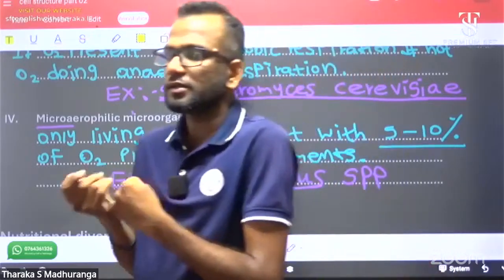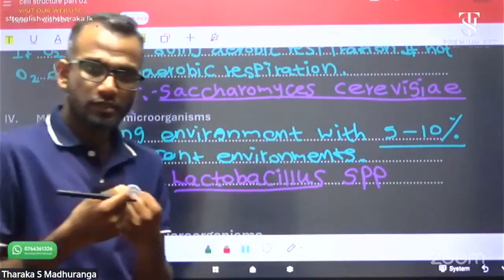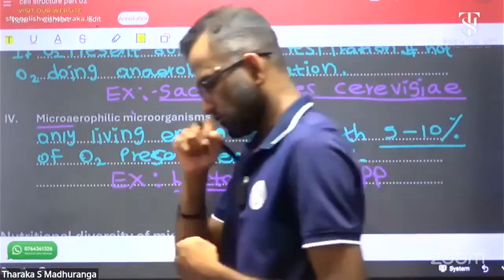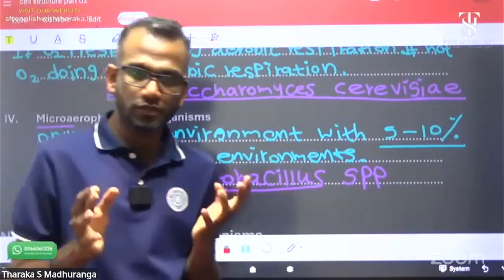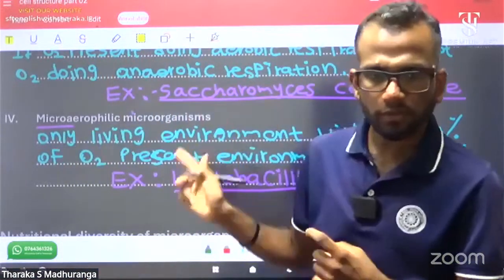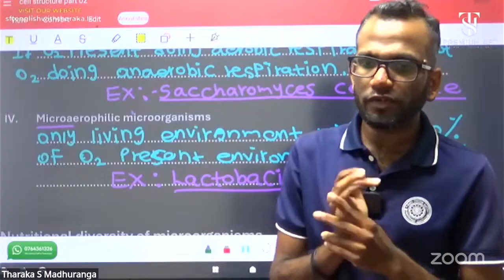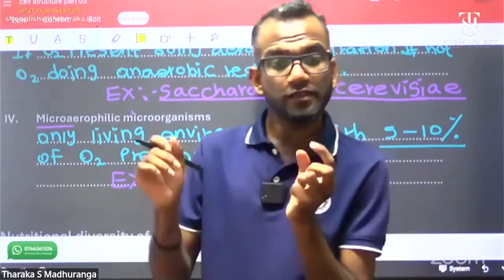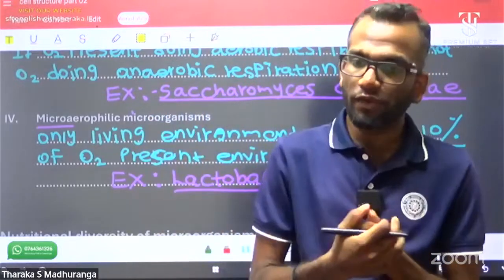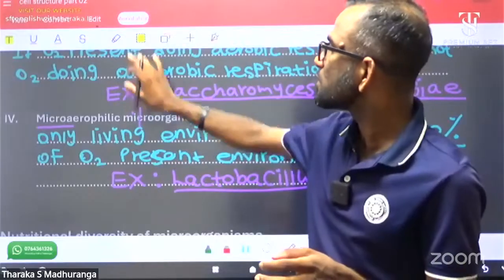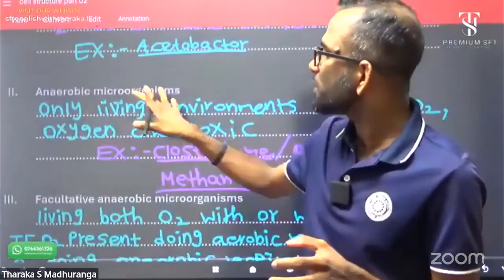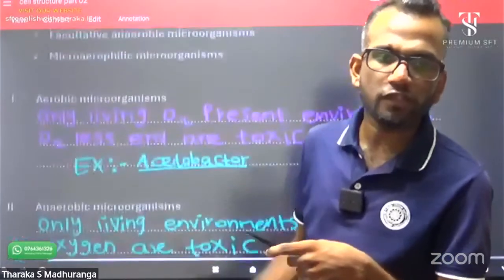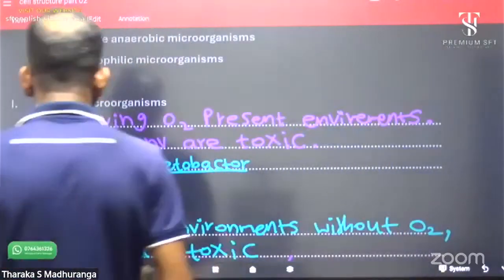Clear? You have to remember these examples. Microaerophilic: Lactobacillus. Yeast Saccharomyces cerevisiae: facultative anaerobic. A lot of anaerobic microorganisms, Clostridium, Pseudomonas, and Methanol species. Acetobacter is an aerobic microorganism.